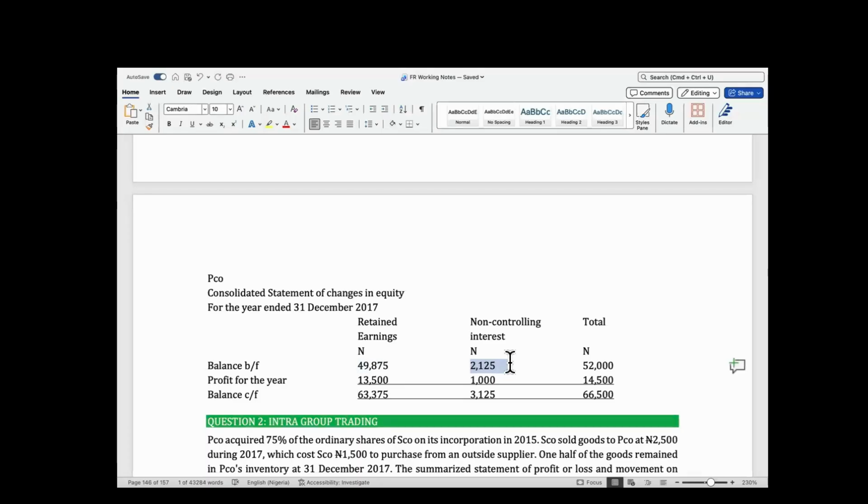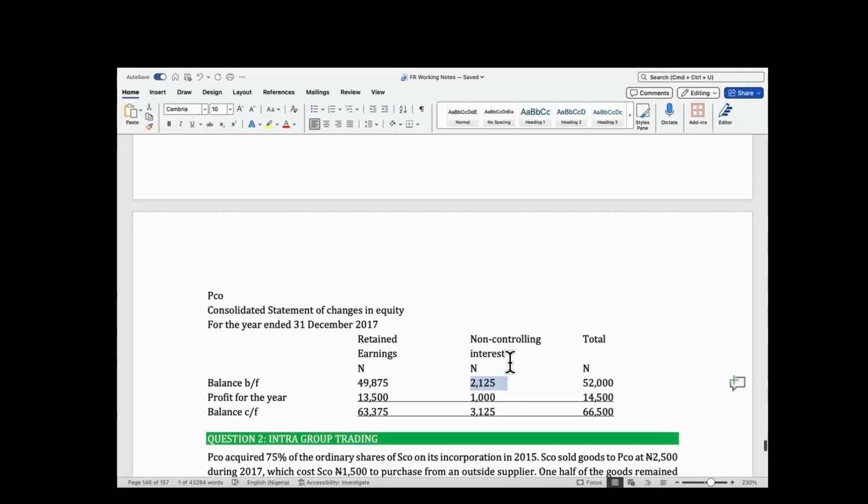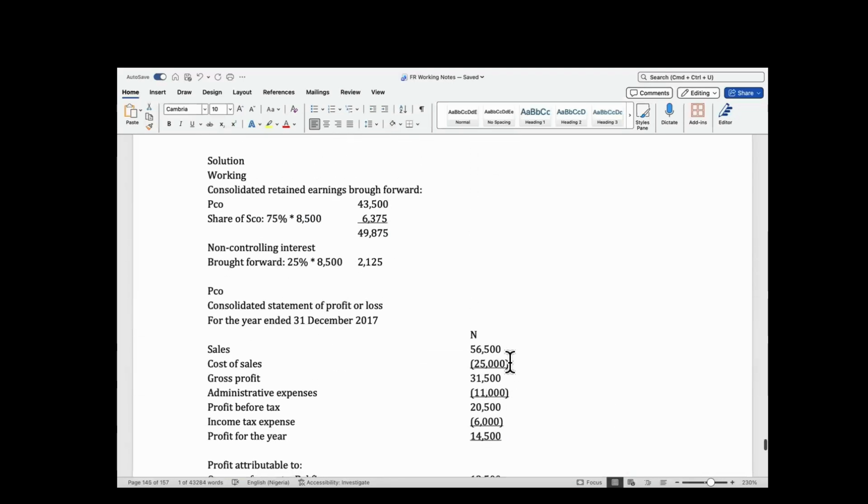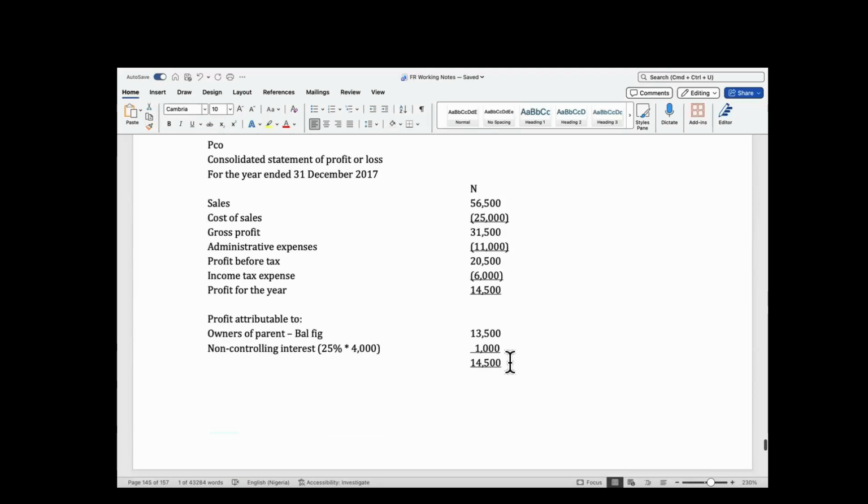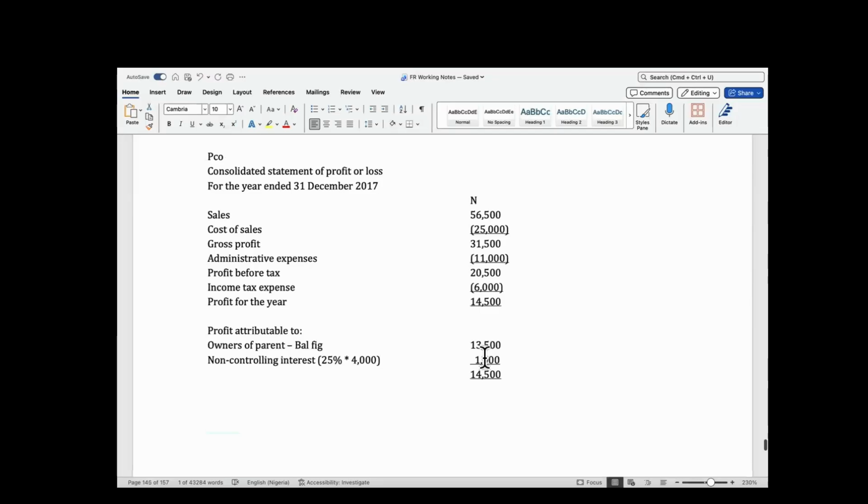Yetunde, I can see your hand. Good afternoon, sir. The part that you were saying is not the 14,500 you removed, that you got the 1,000. I'm a bit confused there. Yeah, this part. No, this her profit attributable to.